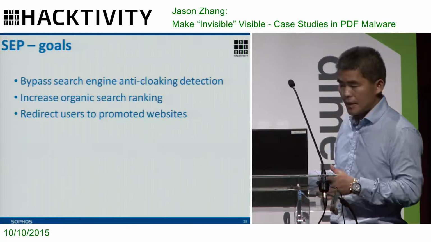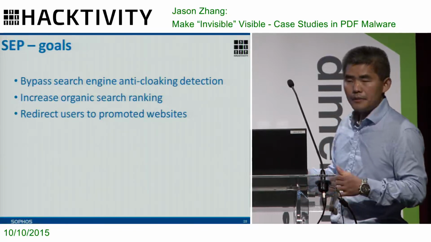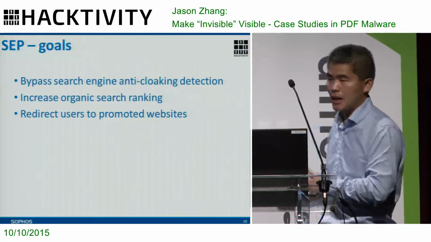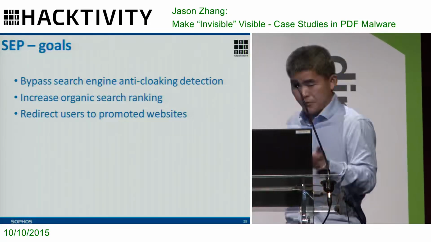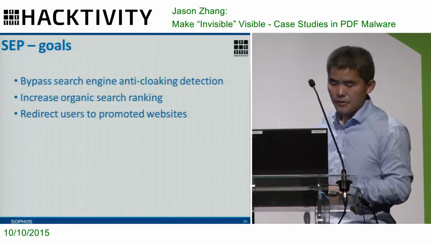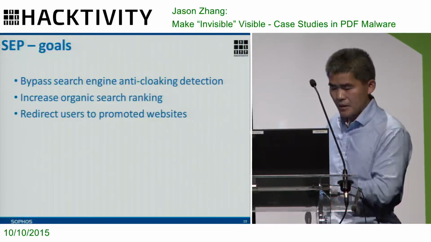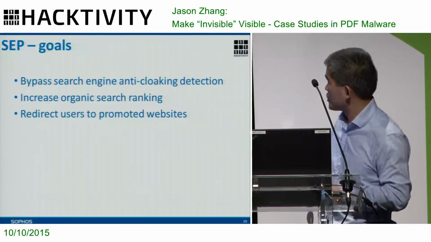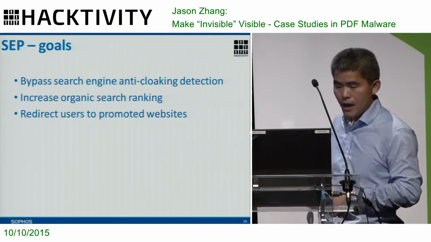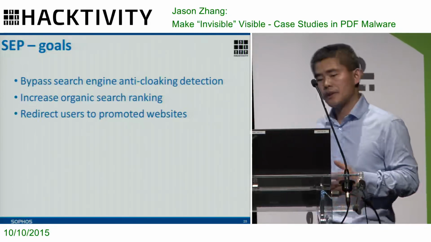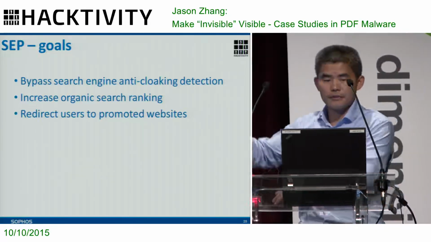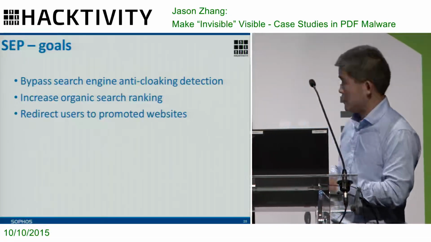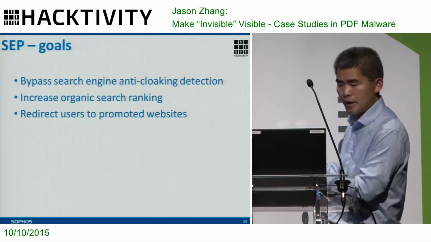And because, as I mentioned before, Google believes that PDF files are less suspicious than normal HTML and other files, maybe that's why the system is not really thinking about this. So those guys successfully bypassed the search engine anti-cloaking detection, and the whole purpose is to increase the free search ranking. It's called the organic search ranking, and then they will redirect users to the promoted websites.